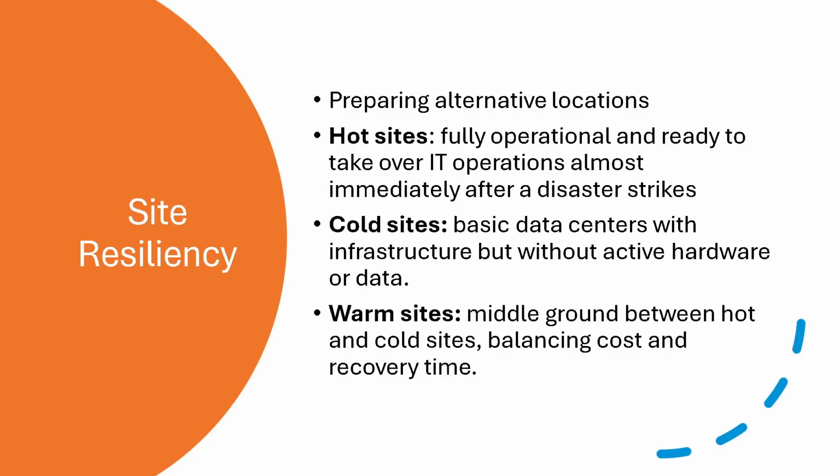Site resiliency. Site resiliency involves preparing an alternate location where an organization's IT operations can continue if the primary site becomes unavailable due to a disaster or other disruptions. There are three main types of recovery sites: hot sites, cold sites, and warm sites. Hot sites are fully operational and ready to take over organization's IT operations almost immediately after a disaster strikes.